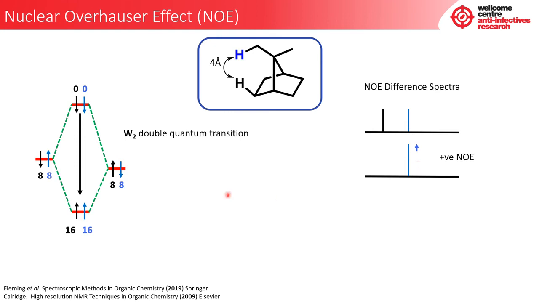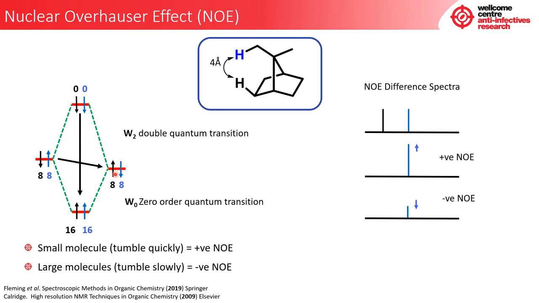The second of the transitions that are important for us to remember is the zero order quantum transition, otherwise known as W0. And this occurs between the intermediate energy levels, the alpha beta and beta alpha. And remember, what we are actually thinking about here is we're always wanting to get the source spin back to its happy state. So you can see here it was against the field and it's now with field, and here it was against field and now it's with field. And when you are measuring a zero order quantum transition, you actually see a negative NOE. Now, something to bear in mind is that small molecules tumble quickly, and they are the ones that produce these positive NOEs, and large molecules tumble slowly, so give these negative NOEs.